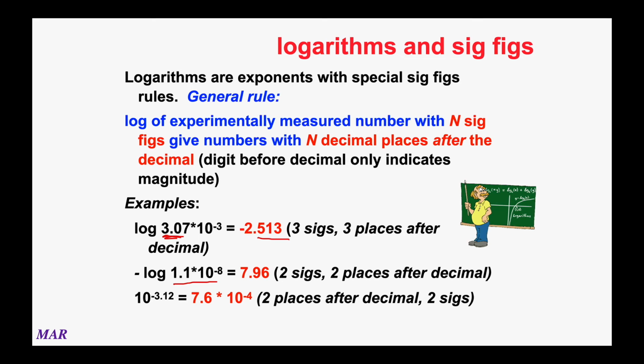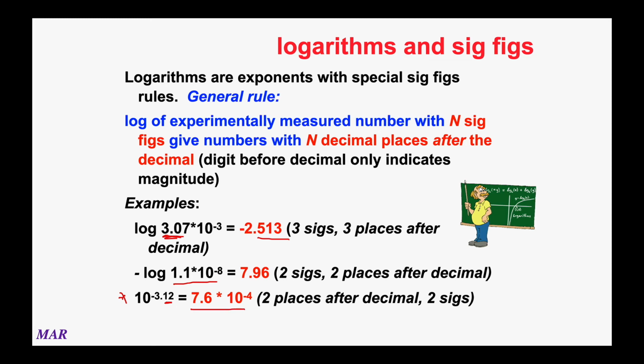And this definitely becomes important if you do an anti-log, an anti-natural log, or an anti-base 10 log. 10 raised to the power of negative 3.12. This is the anti-logarithm function. And so in this case, we want to convert this pH-like number back to a regular number. 2 numbers past the decimal means 2 sig figs in the final answer.